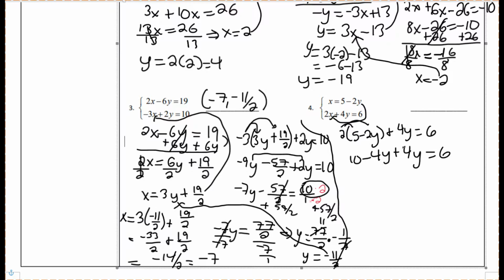All right, looks like the 4y and negative 4y cancel. So we have 10 is equal to 6. Now we know this is not a true statement. 10 does not equal 6, right, at all. So this is a false statement. When you get a false statement, this indicates that you have no solution. Now, this indicates that this is an inconsistent system. So this is an inconsistent system.